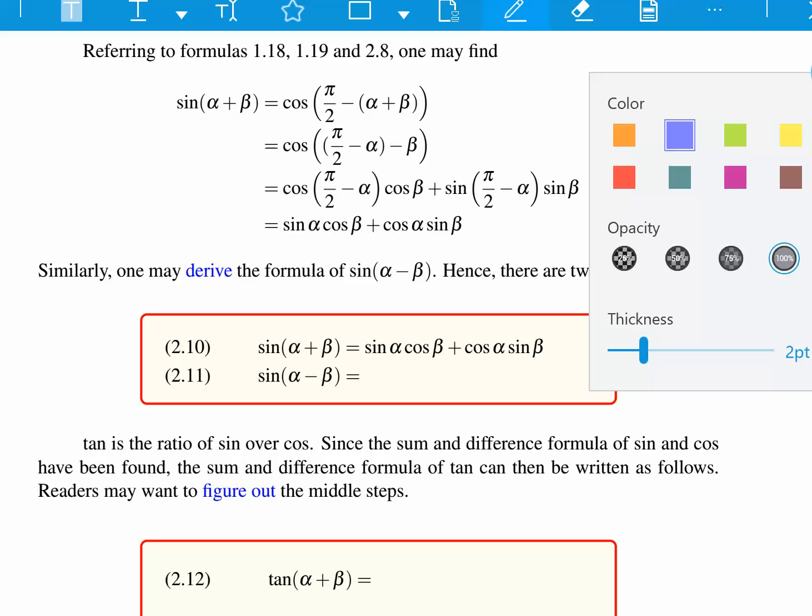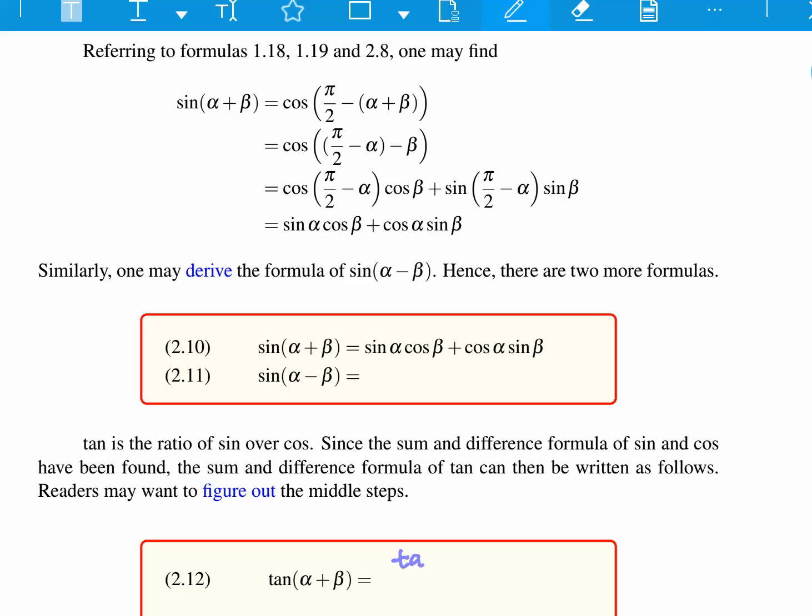For tangent, we know that's tangent alpha plus tangent beta over 1 minus the product of tangent alpha times tangent beta. So we will go back to look at this formula.